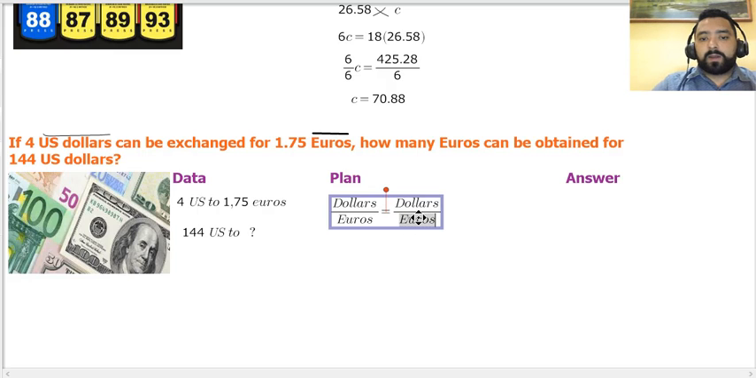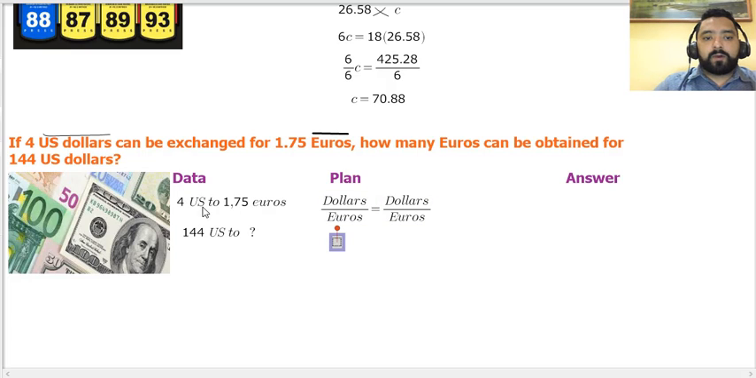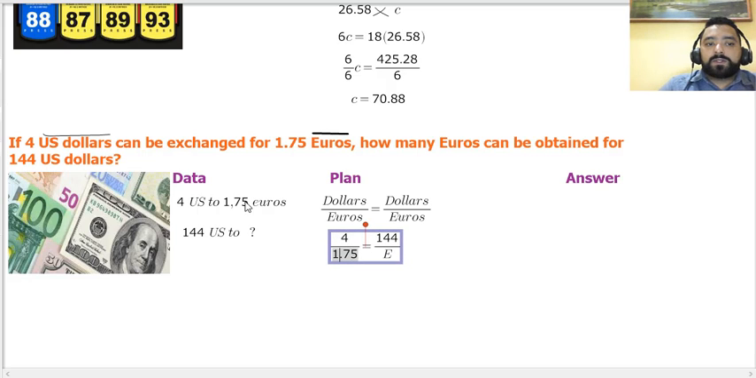In this case, we have in euros. Now, remember we have 4 US dollars for 1.75 euros you're gonna get. So it's going to be 4 over 1.75 equal the quantity of dollars in the second part. It's 144 over, and we don't know the quantity of euros, because this is the question, how many euros are you going to have for $144?